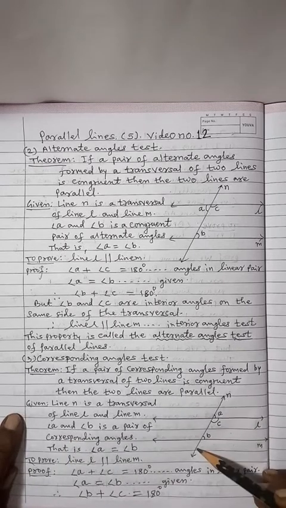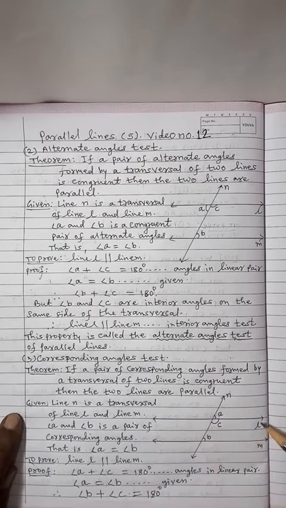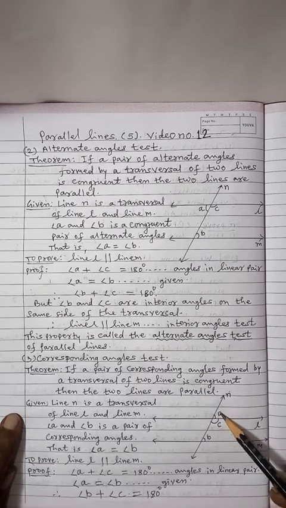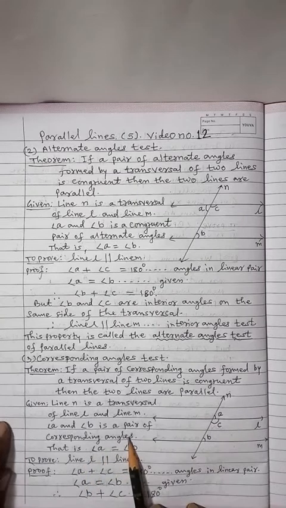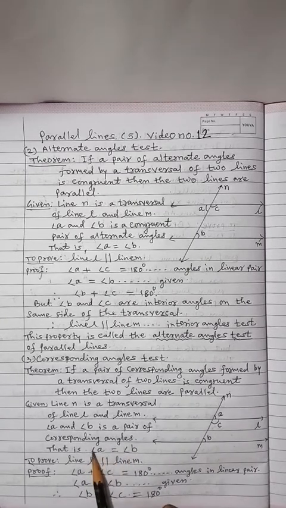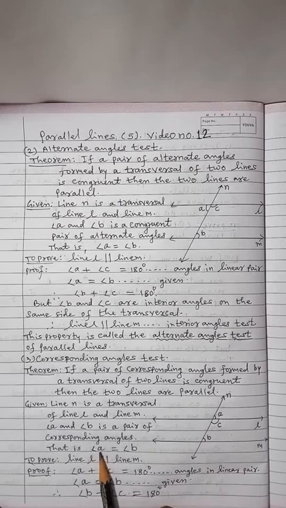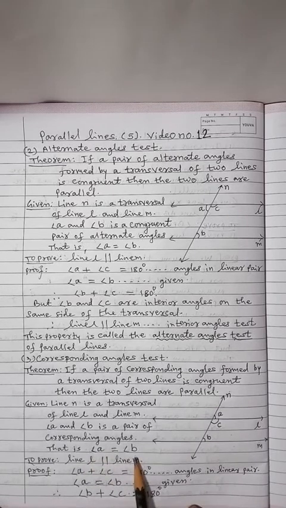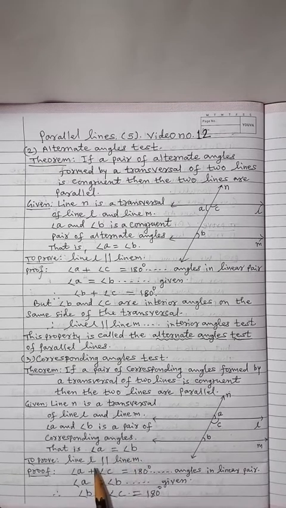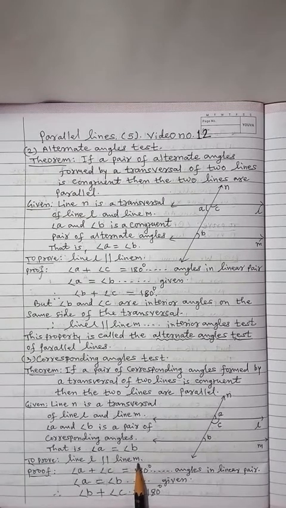Line N is the transversal of line L and line M. Angle A and angle B is a pair of corresponding angles. And how is it? It is congruent. That is, angle A is equal to angle B. To prove, what to prove? Line L is parallel to line M.